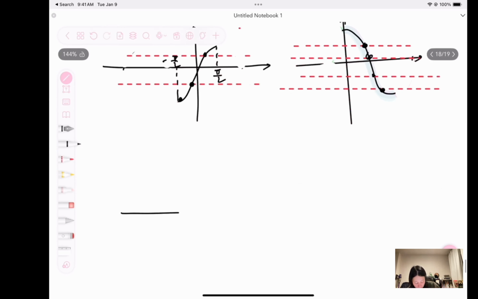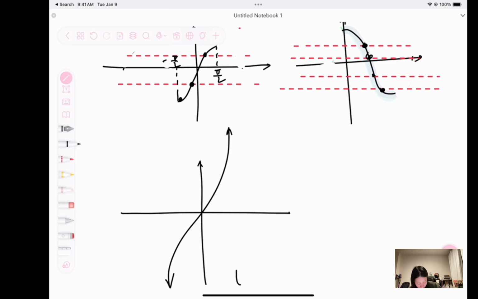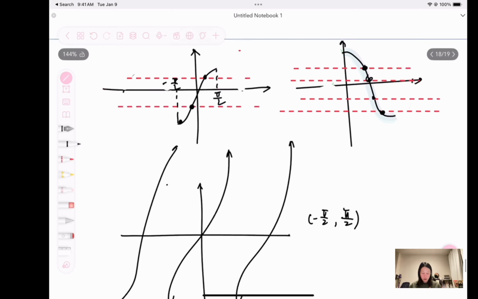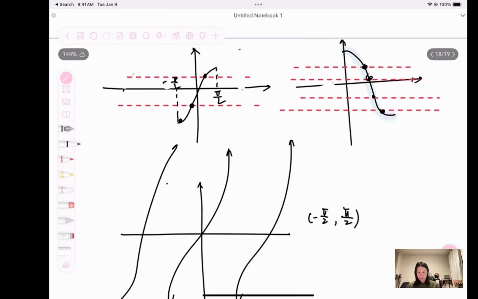Tangent is even easier, because tangent looks this way. So that means the domain is from -1/2 pi to 1/2 pi, but not including the endpoints, because those are the asymptotes that we talked about last week. Okay. So in this case, we need to be careful about the domain and the range for the inverse function.